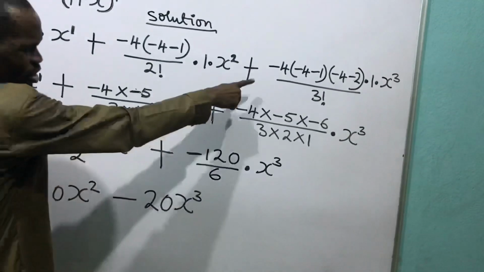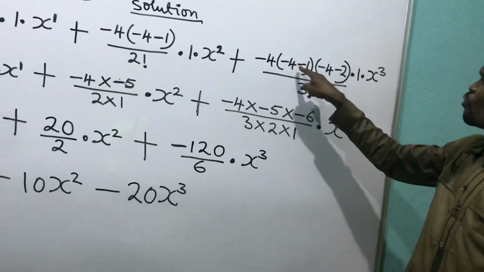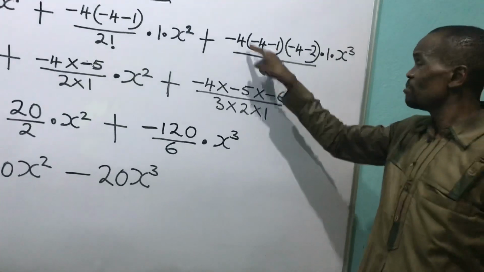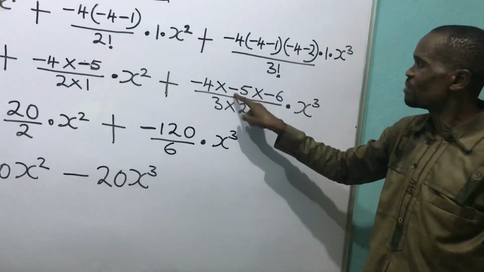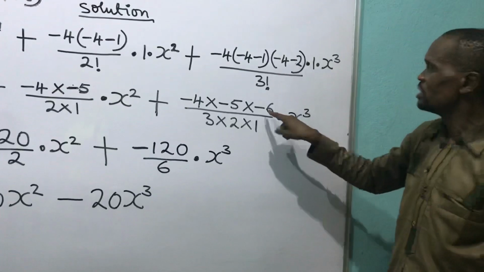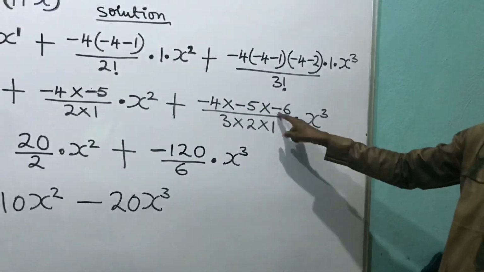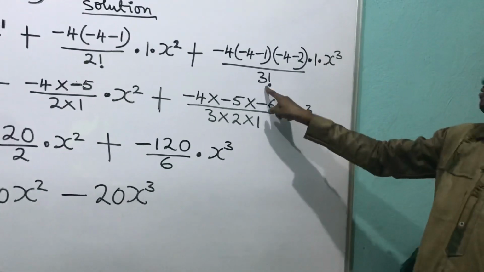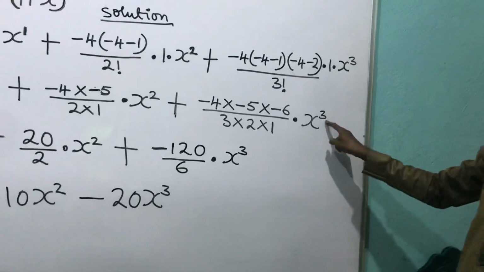Plus, coming over here, I have minus 4 into minus 4 minus 1 will give me minus 5. This minus 4 minus 1 will give me minus 5. That means I'm owing 4, I'm owing 1. Total of what I'm owing is minus 5. Here, I'm owing 4, I'm owing 2. Total of what I'm owing is 6. That's why we say minus 6. So minus 4 times minus 5 times minus 6. 3 factorial means 3 times 2 times 1. That's 3 factorial. Then 1 times x raised to power 3 is same thing as x raised to power 3.